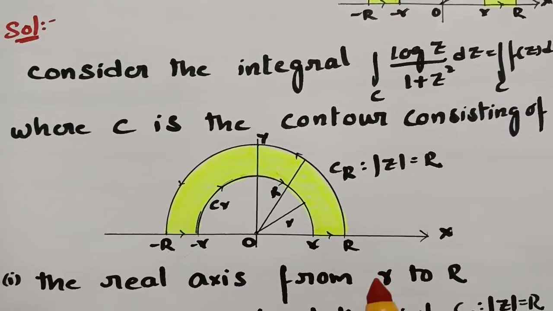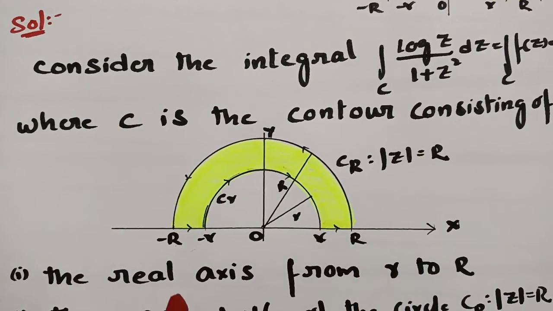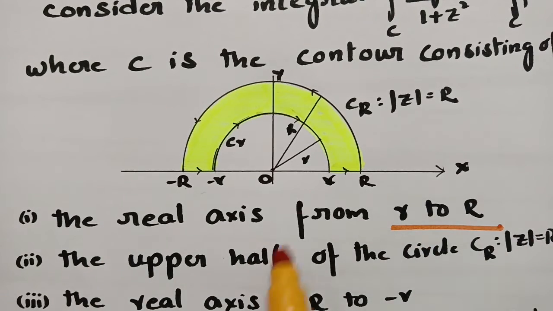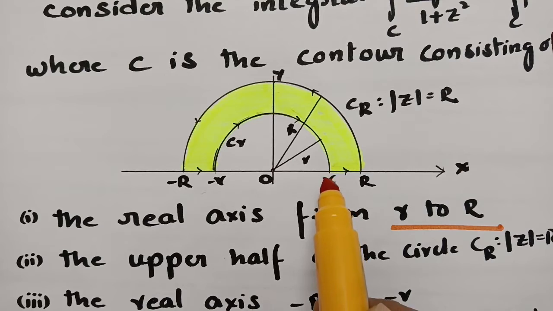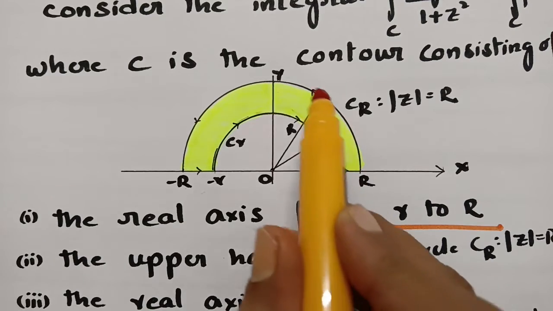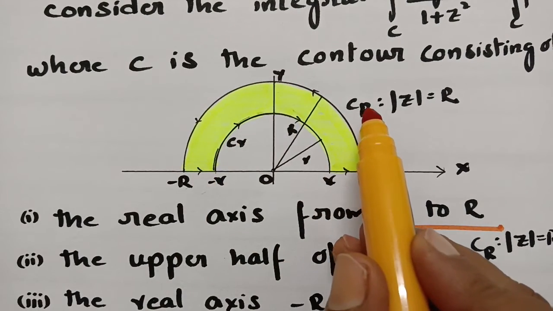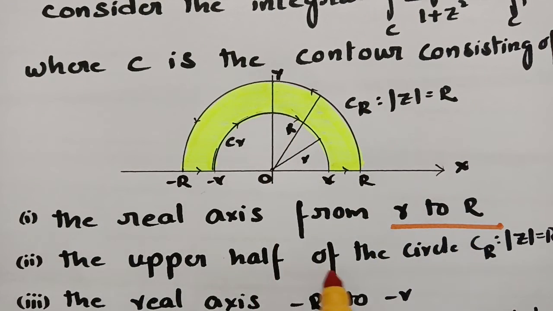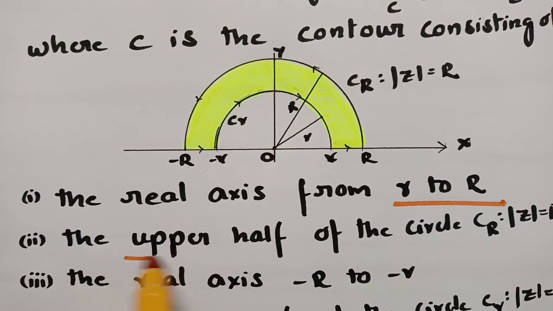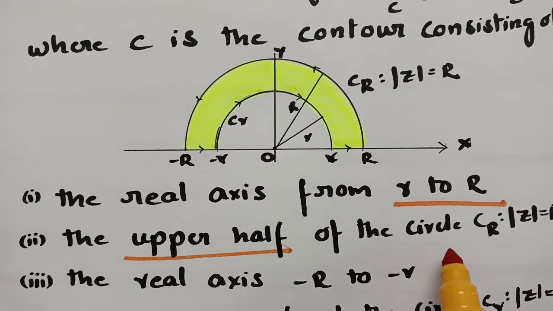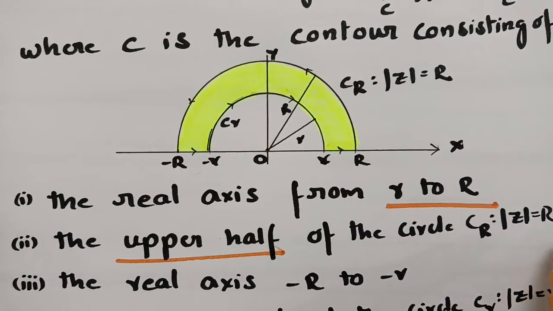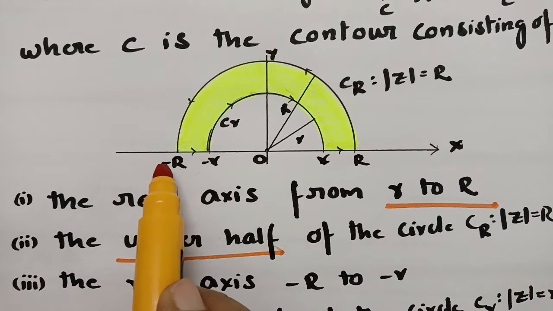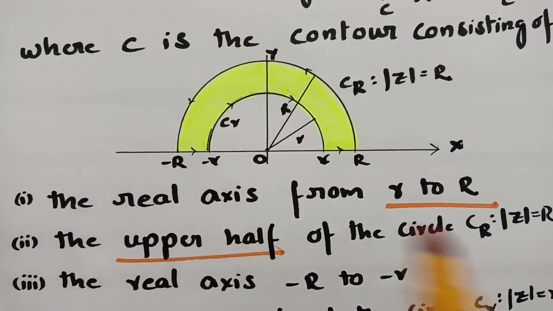of, first, the real axis from small r to capital R. So the starting point is small r to capital R, and the next one is the upper half C_R. C_R is nothing but a semicircle with center 0 and radius R. So this is the upper half of the circle, that is mod z equal to R. And the next journey here is the real axis again, from minus R to minus small r.